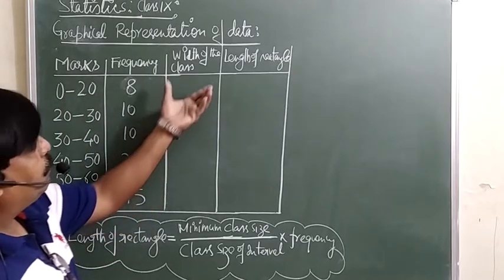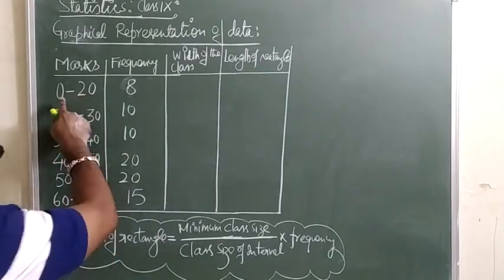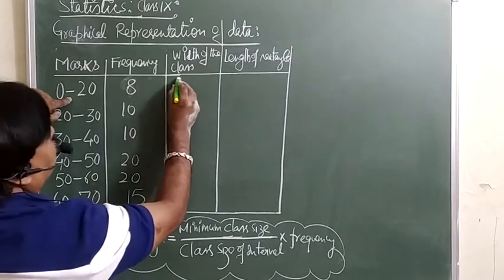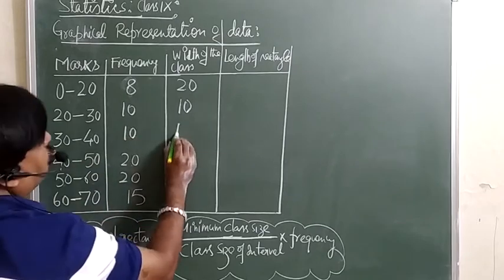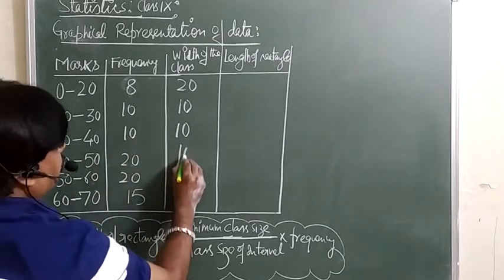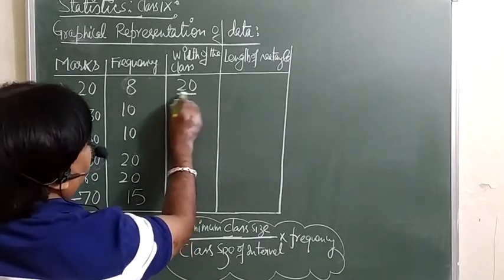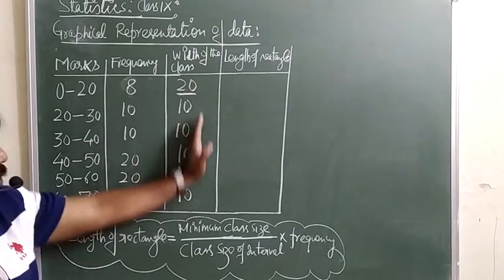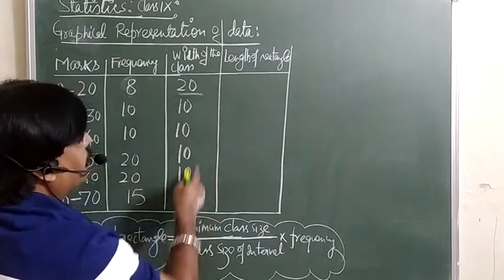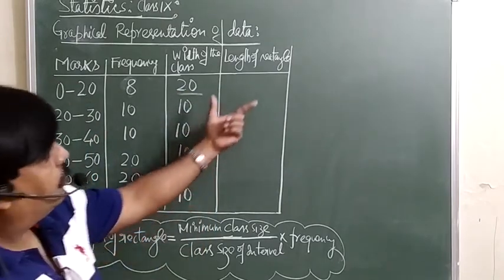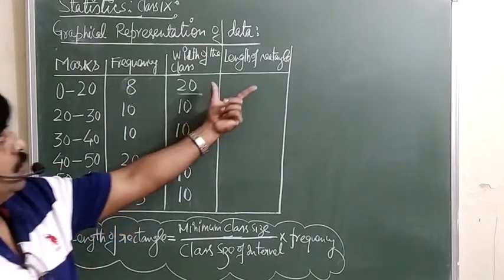So in that case, what will happen? The length of the rectangle will change if the class size is not the same. Here the width of the class from 20 to 30 is 10, 30 to 40 is also 10, 40 to 50 is 10, 50 to 60 is 10. But this one is not the same, so the widths of the classes are not all the same. In case the width of the class is not the same, the length of the rectangle will change. So how can you find the length of the new rectangle? Then the frequency alone will not work.